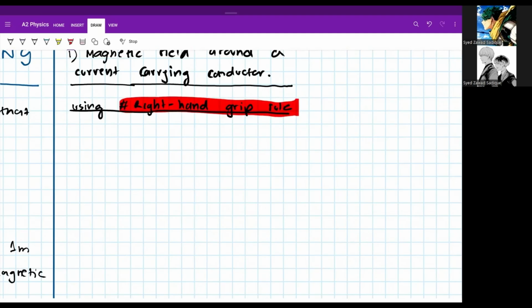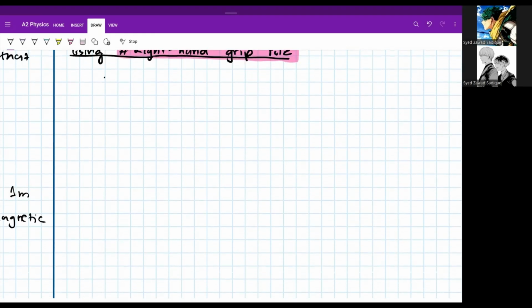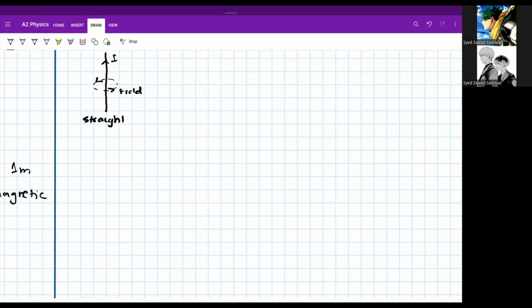So, the current carrying conductor. This is the wire. Current is flowing upwards. Hence, the magnetic field is something like this. This is the field. So it's a straight wire. For a straight wire, thumb is towards the direction of current, and curl of fingers is the magnetic field.